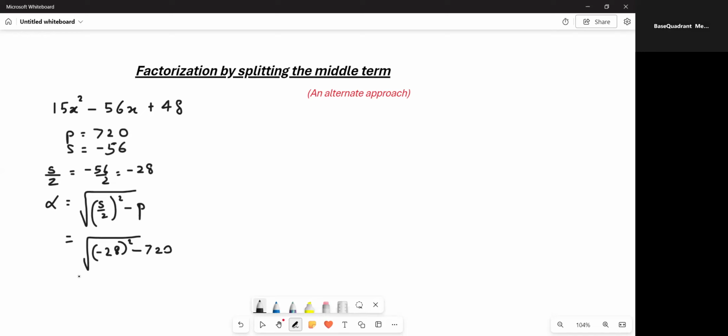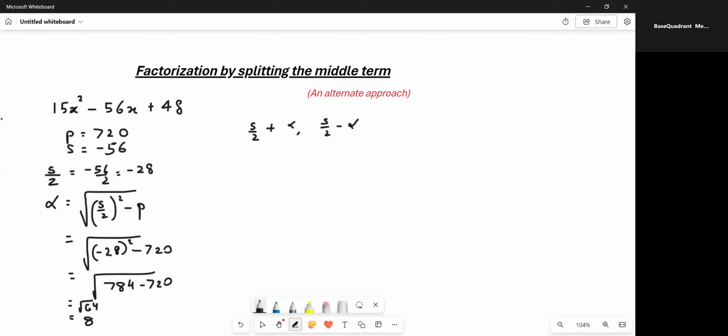720. This is the root of, now the square of minus 28 is positive 784 minus 720, which is the square root of 64, that is 8. Okay, so the value of alpha is 8. Now next, let's find S upon 2 plus alpha and S upon 2 minus alpha.